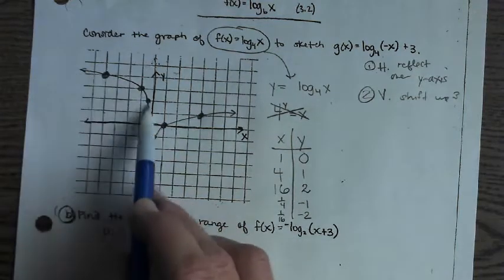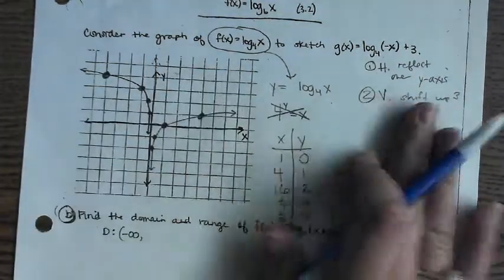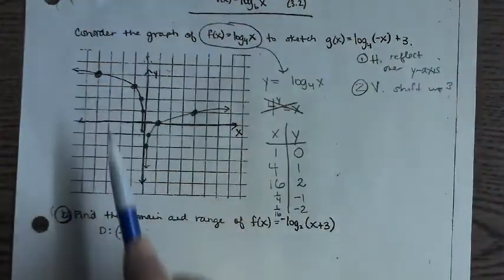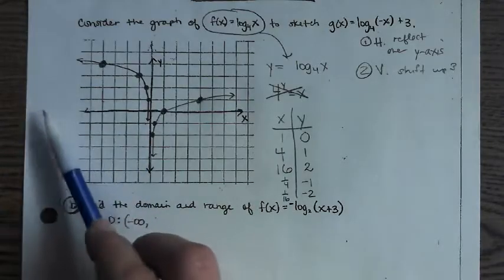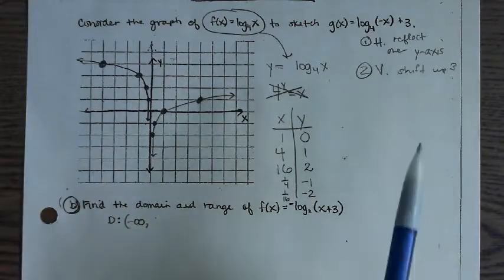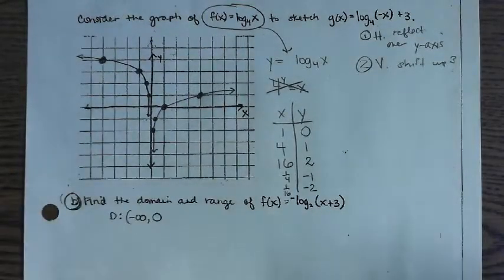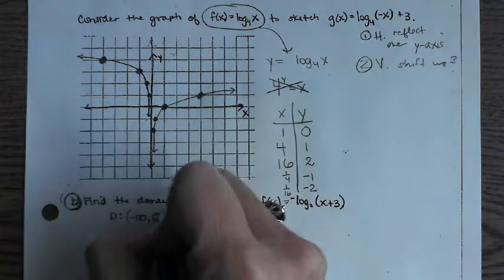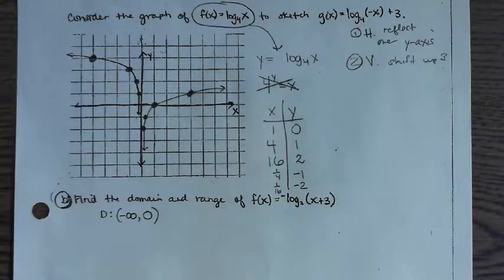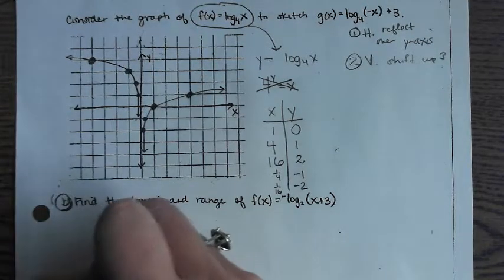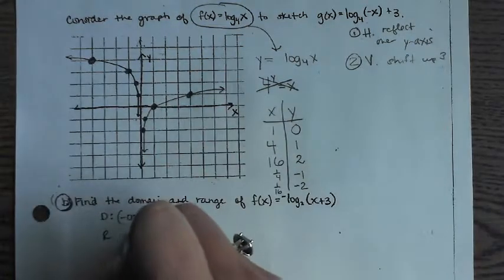Just this graph. This graph does not go all the way to infinity, no. The x coordinates, the domain, go from negative infinity up until 0, parenthesis or bracket. Correct. And your range is still all real numbers.